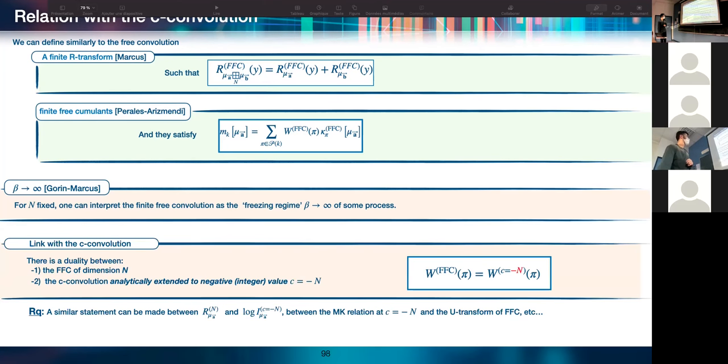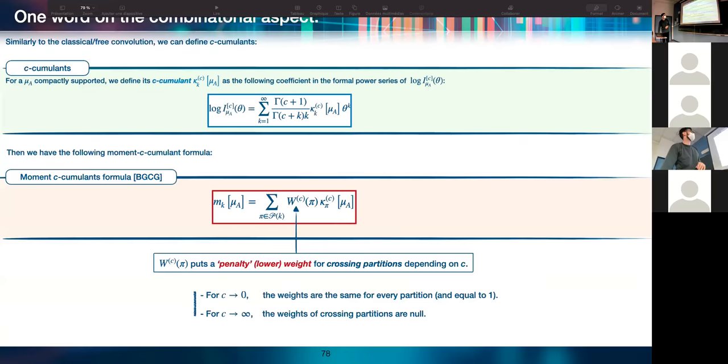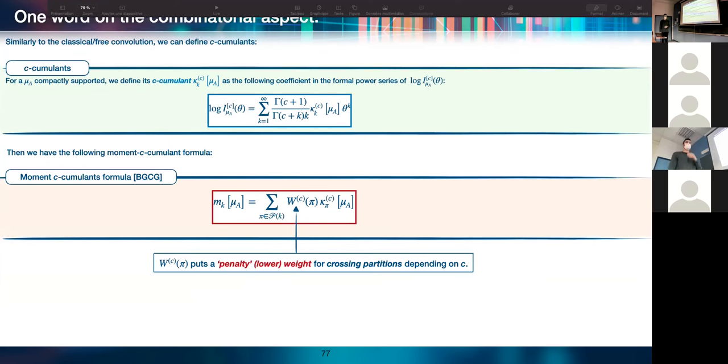But the following is actually a remark by Perales about the second convolution, which is, in my opinion, not well understood yet. You have a duality between the finite free convolution and the second convolution. The finite free convolution is defined for every integer n, and the second convolution is defined for every positive c. If you look at the formulas, for example the weights on partitions, what you find is that this corresponds exactly to making an analytical extension of the formula at c equal to minus n. A few slides before, I presented the cumulant moment formula for the second convolution, where there is a weight which depends on c. If you now replace c by minus n, then what you observe is the moment-cumulant formula of the finite free convolution.